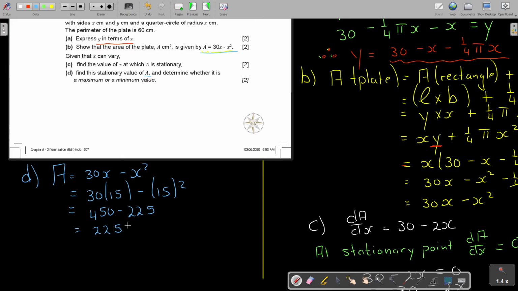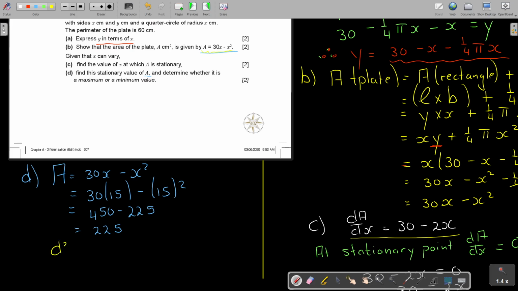Okay, say if this was in centimeters, then it will be centimeters squared. But now, okay, so they asked me the area, and then they asked me the nature of the point. So I'm going to double differentiate. I'm going to take this differentiated formula, and I'm going to differentiate it again. So I'm going to say d squared A over dx squared. Okay, sorry, I was writing it incorrectly here.